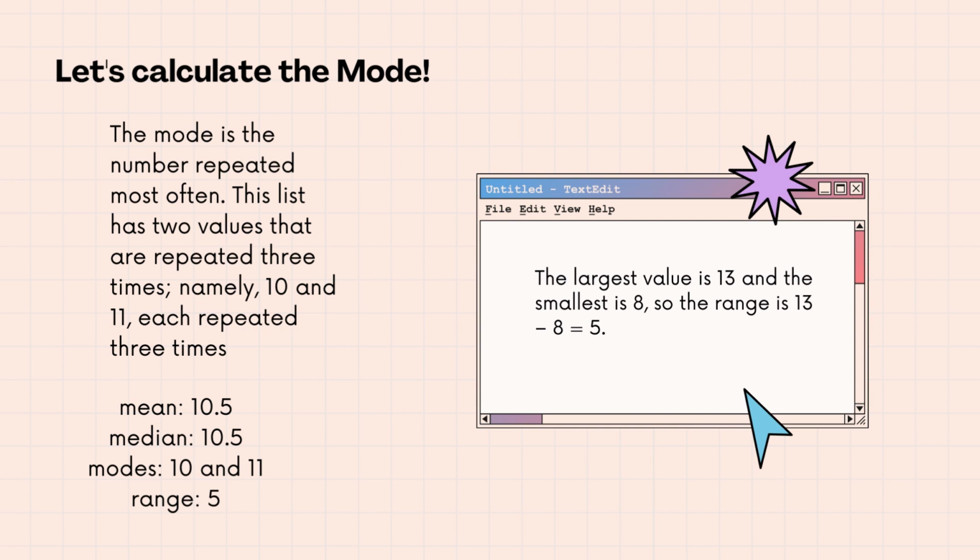So as you can see, it is possible for two of the averages, the mean and the median in this case, to have the same value. But this is not usual and you should not expect it.